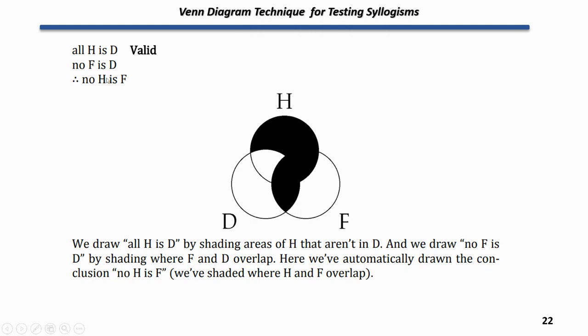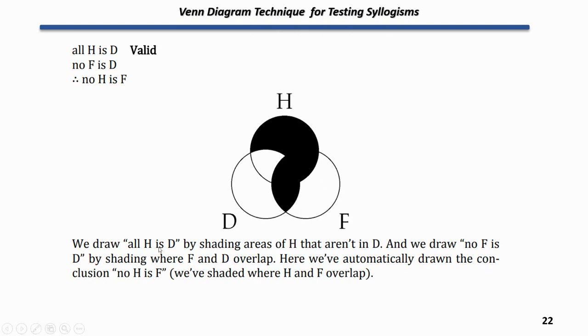So all H is D, no F is D. Again, no F is D means if this is F and this is D, this is the overlapping portion, and this portion means nothing of this is D. So it means nothing of F is D. So concluding here, no H is F.